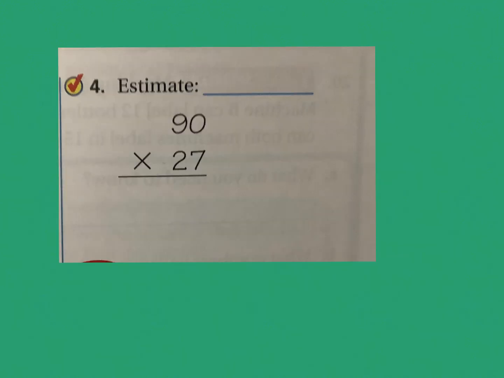Okay, final practice one. Give this one a try and see how you do. And then push play when you're ready. I'm going to do my estimate. 90 is already rounded. That's fine. I'm going to leave 90 rounded as it is.